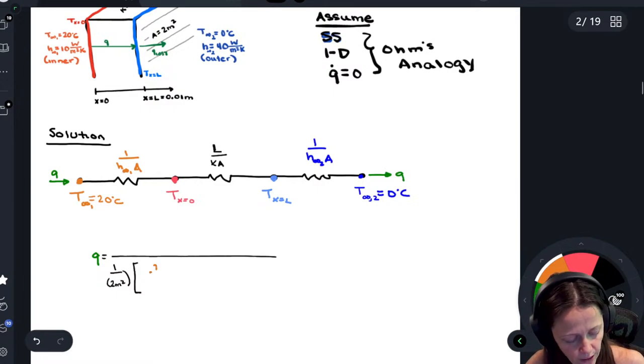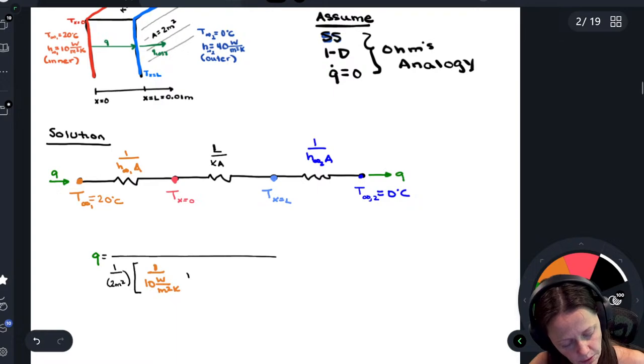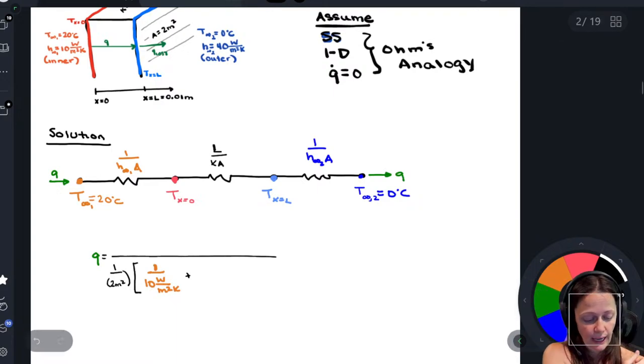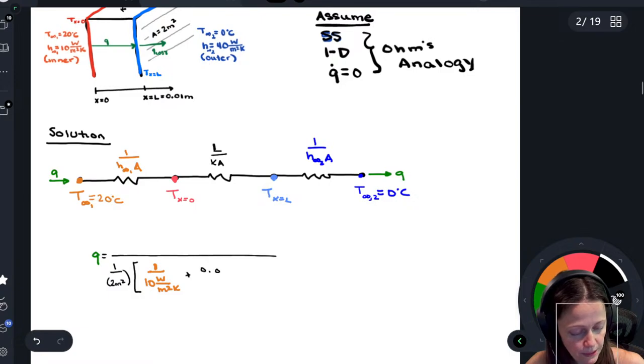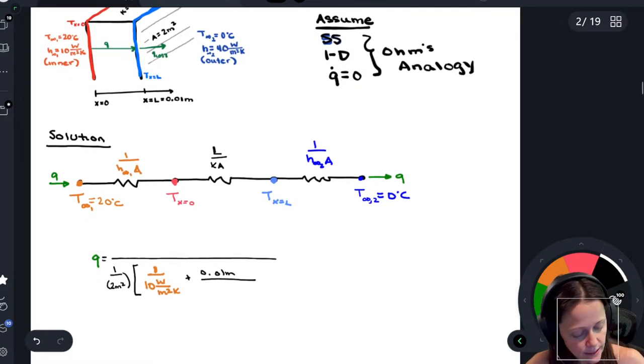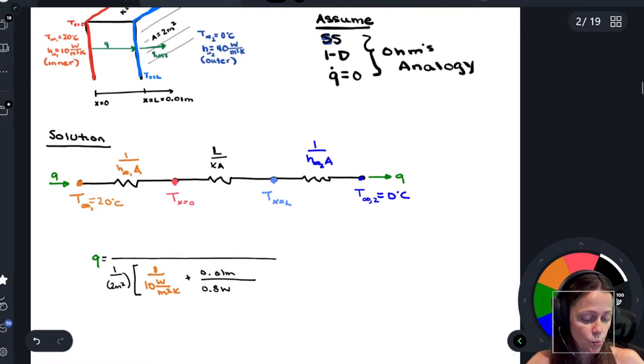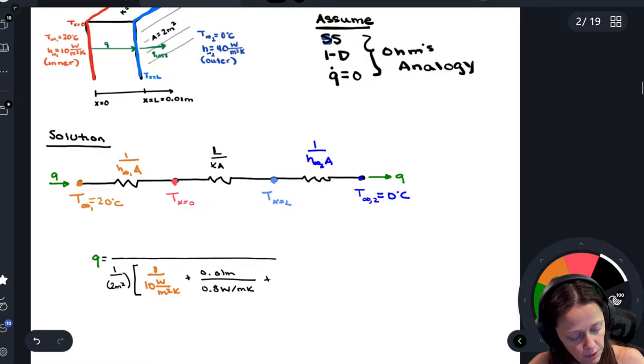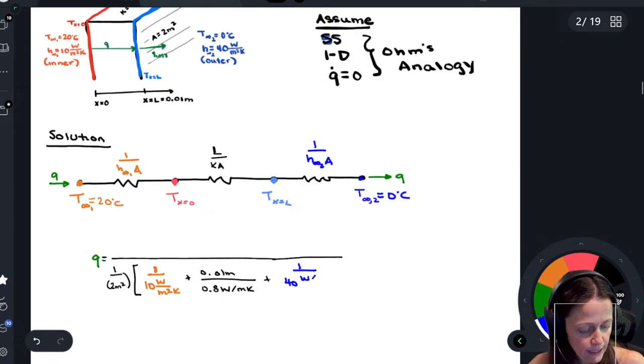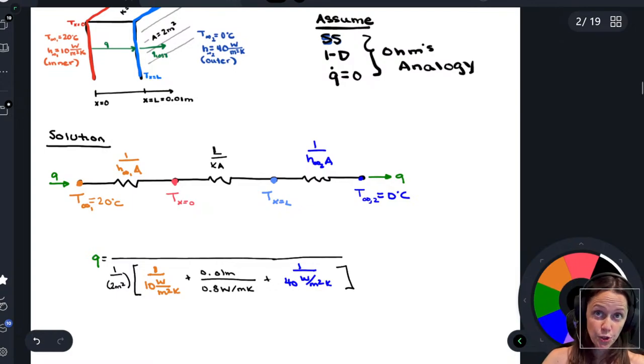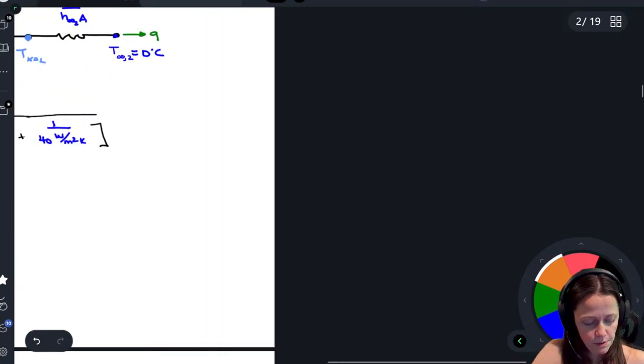So I've got one over 10 watts per meter squared Kelvin, plus then we have L over K. So L is 0.01 meter. My K is 0.8 watts per meter Kelvin. Plus, and then I've got the resistance to convection, so 1 over my 40 watts per meter squared Kelvin. And then on the top, the temperature gradient that I'm talking about is going to, oops, I'm sorry.